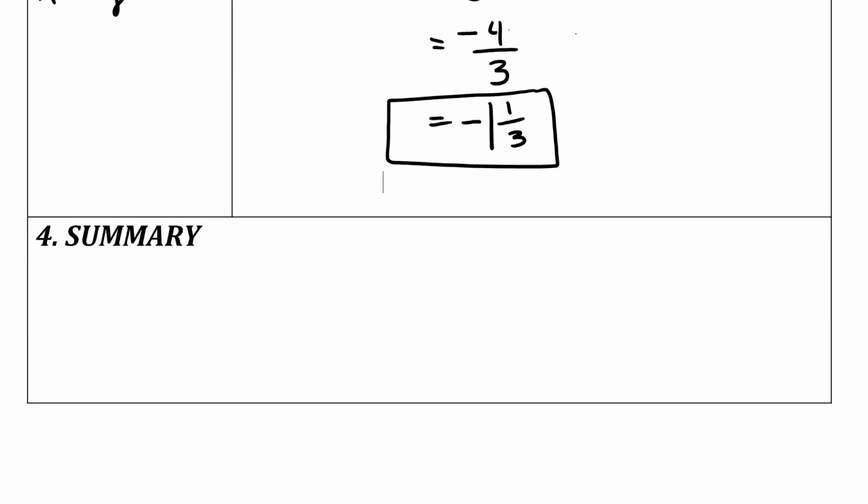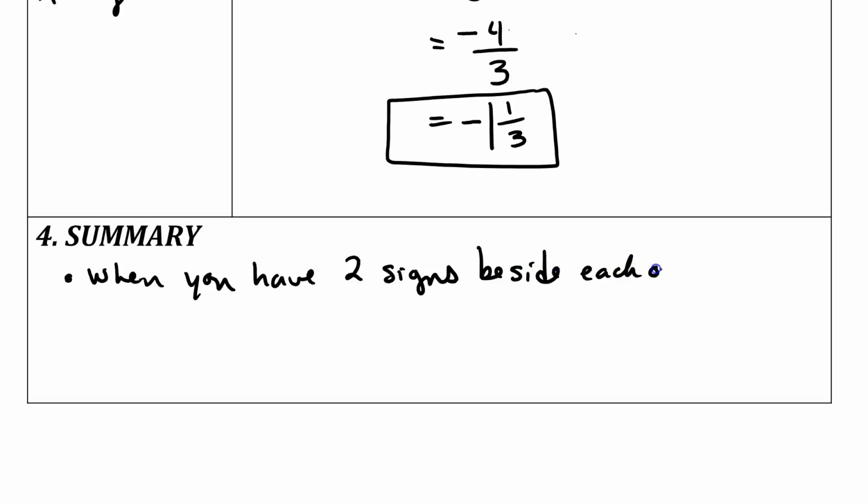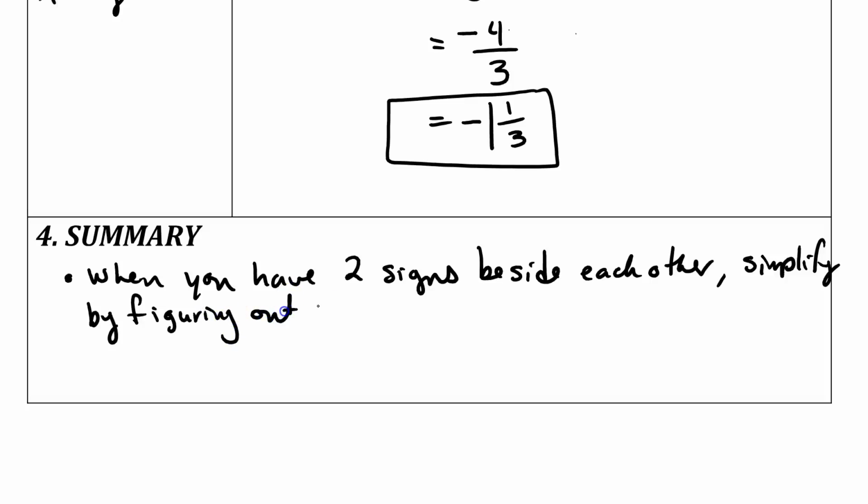So, summary time. When you have two signs beside each other, simplify by figuring out which sign is appropriate or which sign is correct. And rewrite.